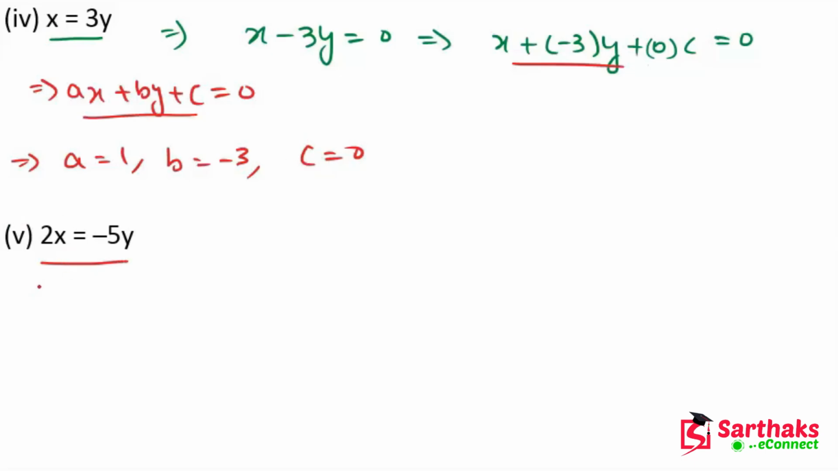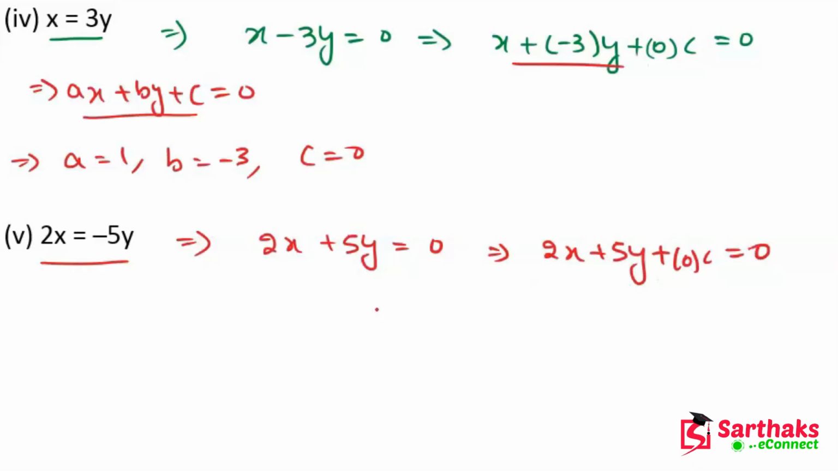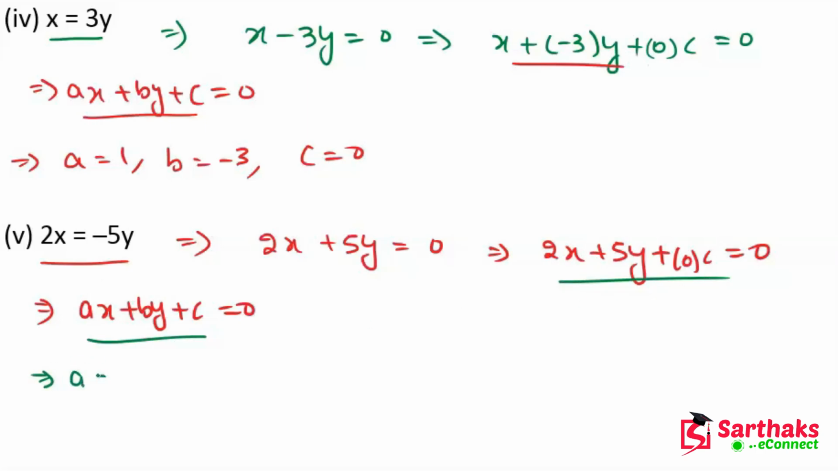So the next is 2x is equal to minus 5y. So we can write 2x plus 5y is equal to 0, or we can write 2x plus 5y plus 0 into c, which is equal to 0. Now we have the standard form ax plus by plus c is equal to 0. If we compare this equation with this equation, we get a is equal to 2, b is equal to 5, and c is equal to 0. I hope you get this point. So my dear friends, this is very easy: to compare any linear equation in two variables with the standard form. Okay, so now let's move on.